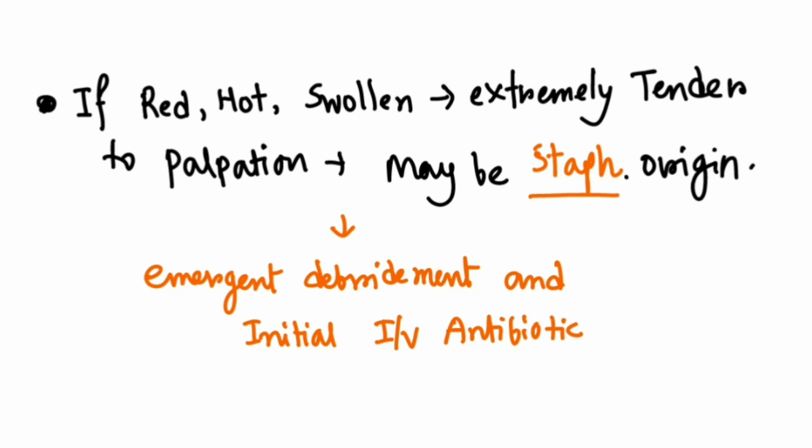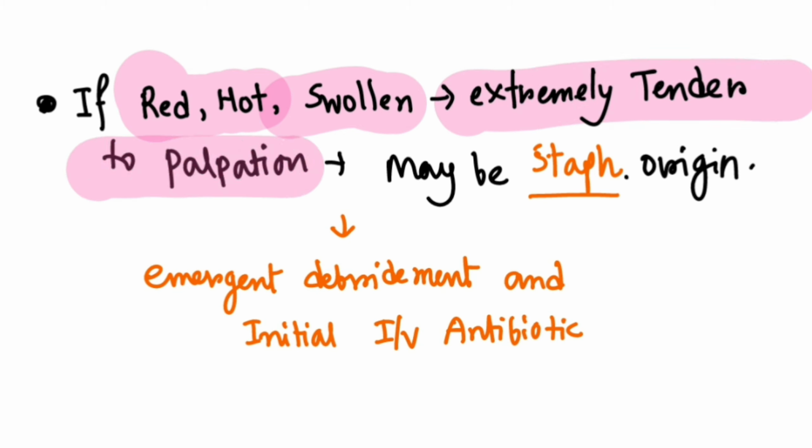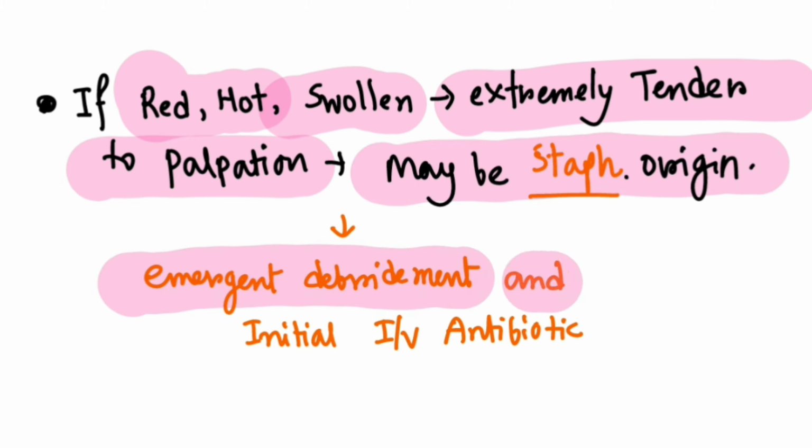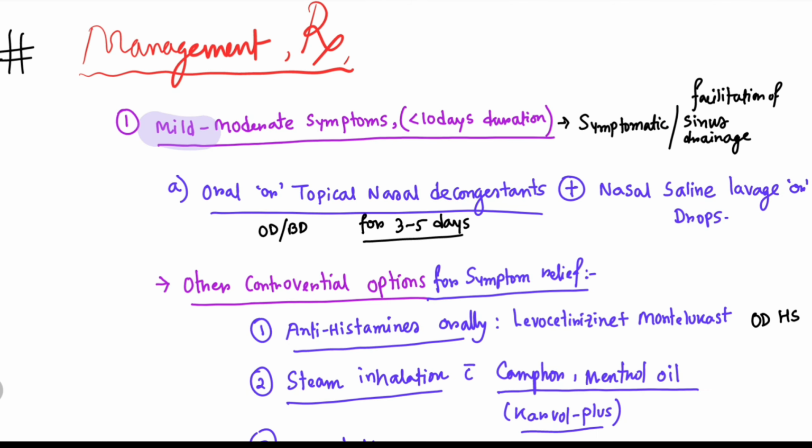Now, about the management of the disease. If the skin above the sinuses is red, hot and swollen, extremely tender to palpation, and mostly it has been more than 10 days and still the symptoms persist, it may be due to staphylococcal origin. In that case, emergent debridement and initial IV antibiotics might be required for the treatment. If the symptoms are mild to moderate and the duration is less than 10 days, it is mostly due to viral etiology and is self-remitting.